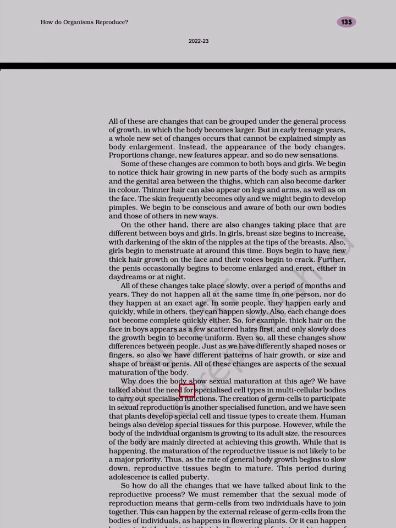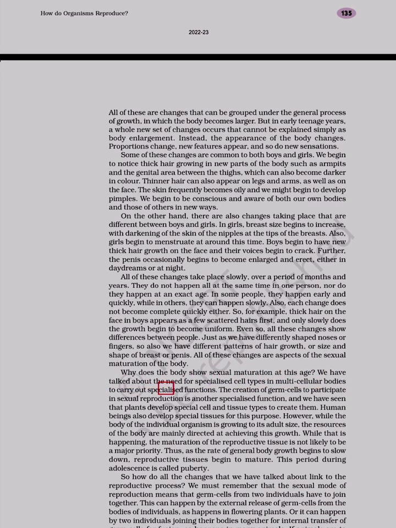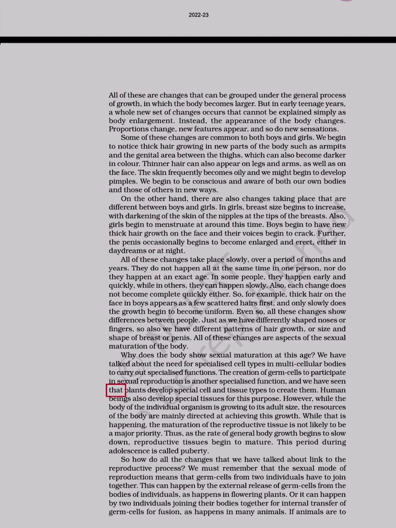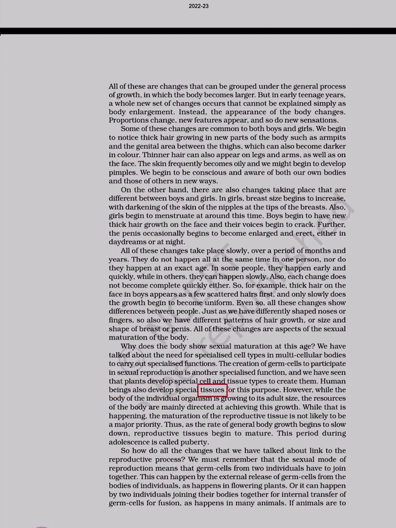We have talked about the need for specialized cell types in multicellular bodies to carry out specialized functions. The creation of germ cells to participate in sexual reproduction is another specialized function, and we have seen that plants develop special cell and tissue types to create them. Human beings also develop special tissues for this purpose.